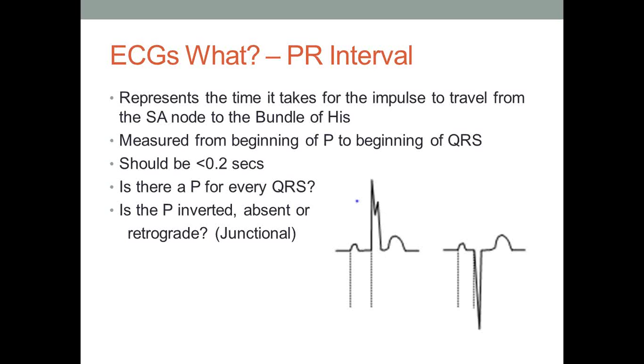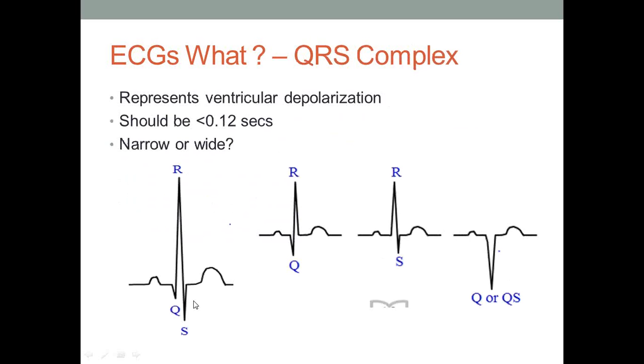And then the other important thing when looking at the P waves is what do they look like? This is a normal P wave. It is upright. It precedes the QRS complex, and the distance between the beginning of the P wave and the beginning of the QRS complex is less than 0.2 seconds. There is a possibility in a not so perfect heart for that P wave to either be upside down, which would be inverted. It could also be absent, or it could be retrograde. And a retrograde P wave simply means that it comes after the QRS complex. And I'll explain that after.